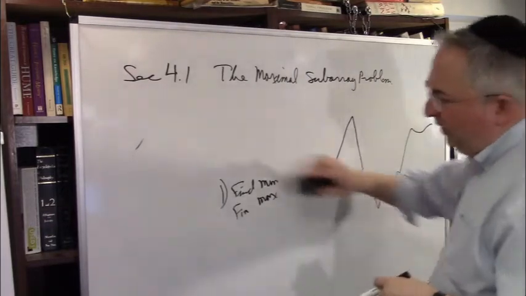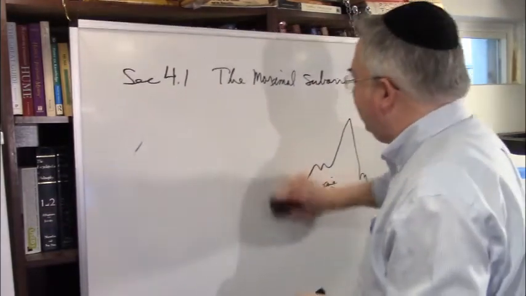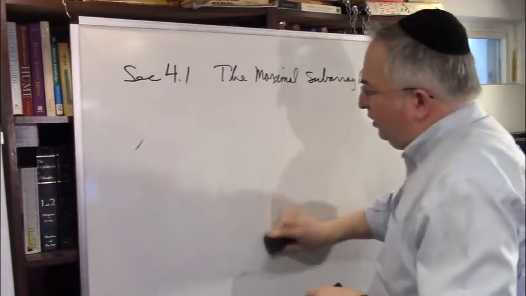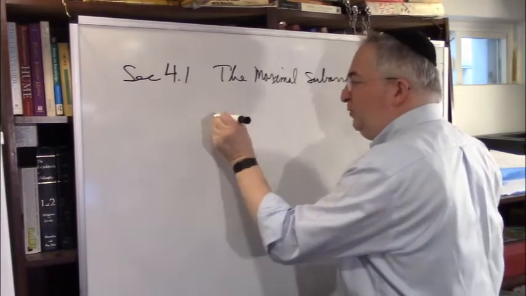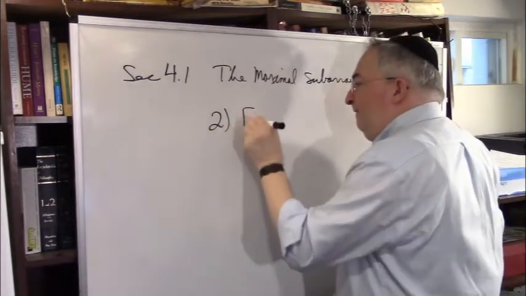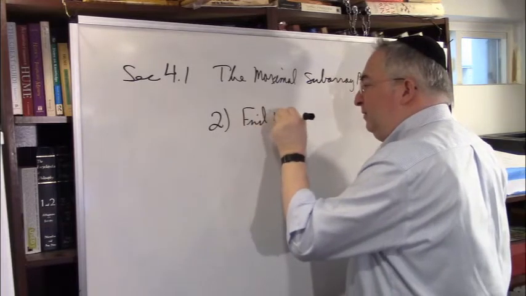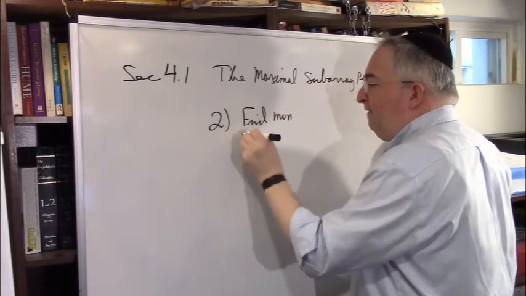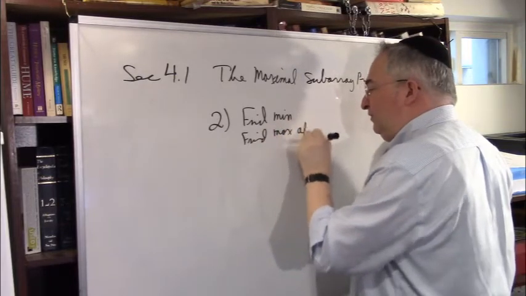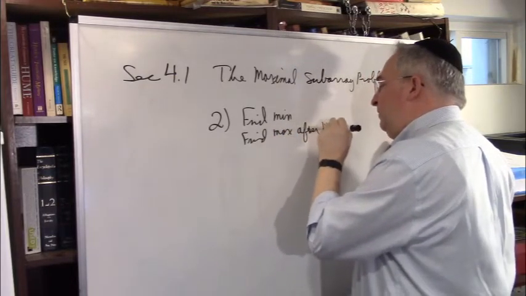Let's do it a better way. Let's take this problem and do it a better way. So this is the second way, the second stab at the problem. Find the minimum. Find when to buy it. Find the maximum after the minimum.